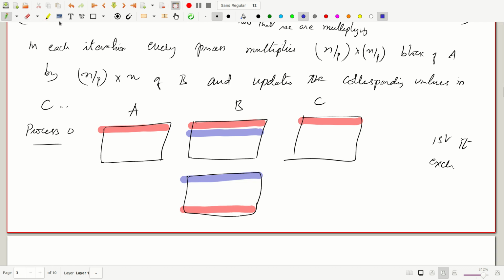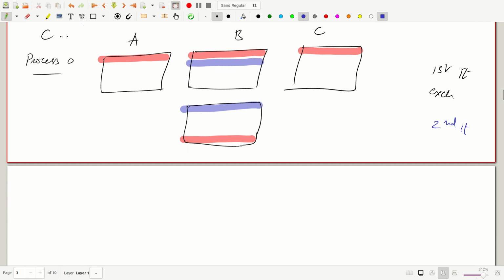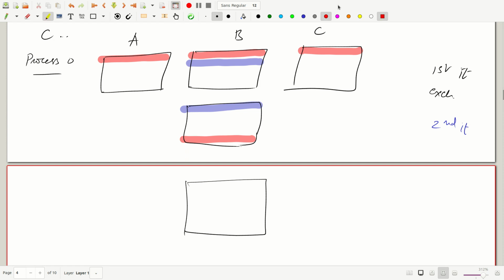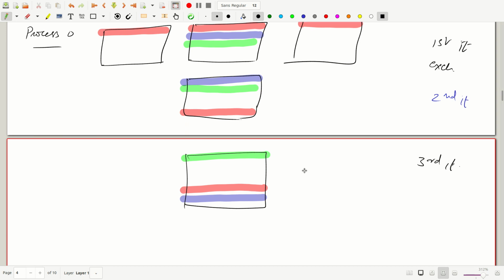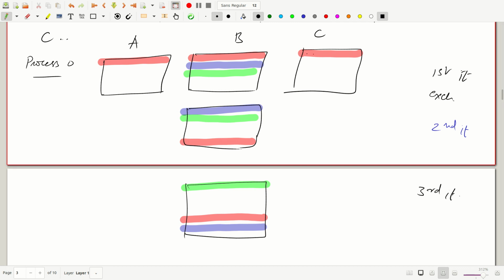So now you would again multiply them. This is your second iteration, right? Now if I were to draw a third iteration, let's say you had a third row here, that would now be owned by process 0, and essentially the red would have come here, and the original blue would have been sent to Pn-1 here. Okay, and so on. I'll complete this picture. This is the third iteration, so you would again multiply and add the corresponding values into C, right.